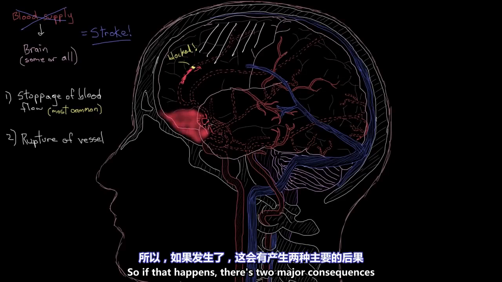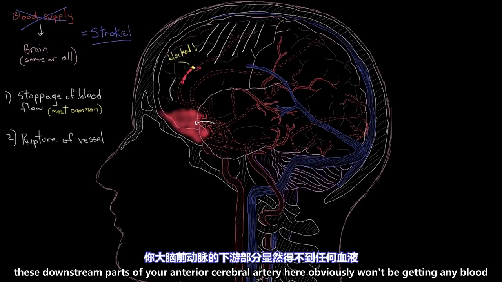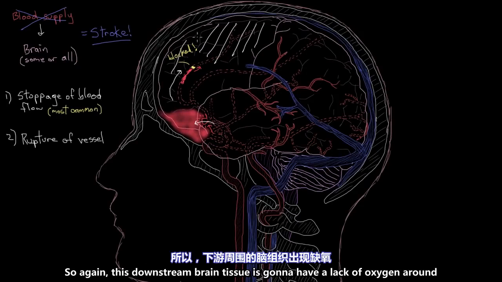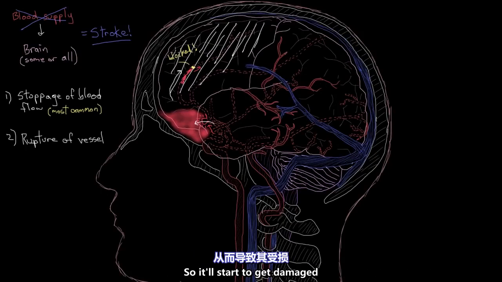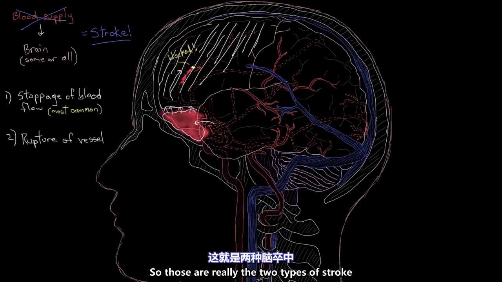If that happens, there are two major consequences. First, because you're leaking blood out of your cerebral circulation, these downstream parts of, say, your anterior cerebral artery here obviously won't be getting any blood. So again, this downstream brain tissue is going to have a lack of oxygen, so it'll start to get damaged. Also, the blood will start to collect and push on your brain tissue and cause damage to your brain that way. So those are really the two types of stroke.